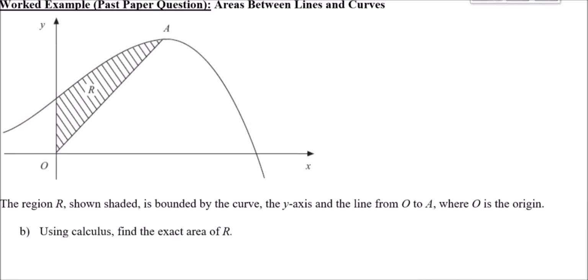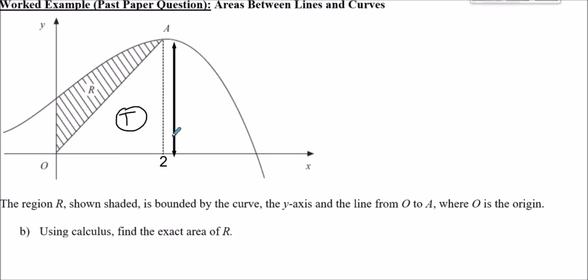Now for part B, using calculus we need to find the exact area of R. So what we can do now is use part A to help us. So from part A, we had that the x-coordinate of A was 2. Now it doesn't take a genius to work out this area here. It's going to be the area of a triangle, so I'm just going to call that area T for now. But to work out the area of a triangle, what we need to know is not just the width of it, but the perpendicular height as well. So we need to work out the height of a triangle, which is this here.